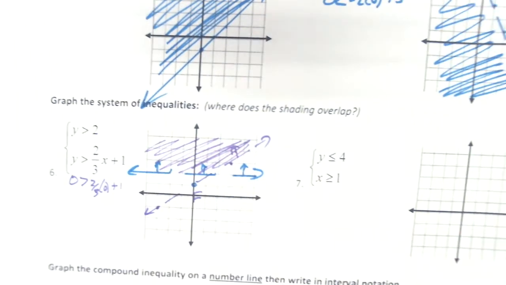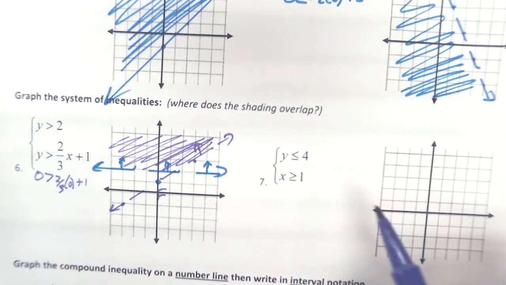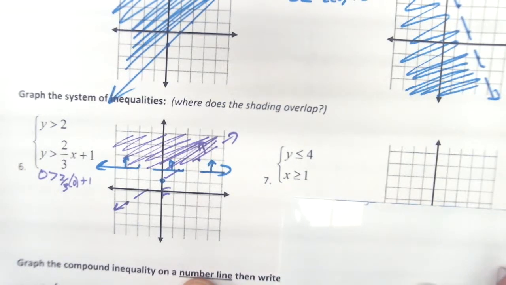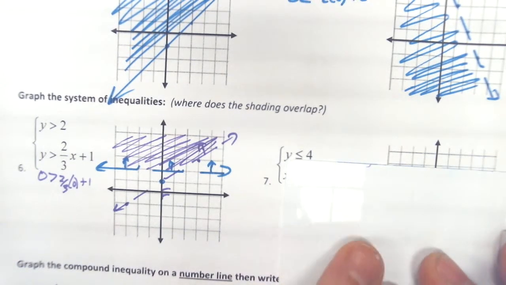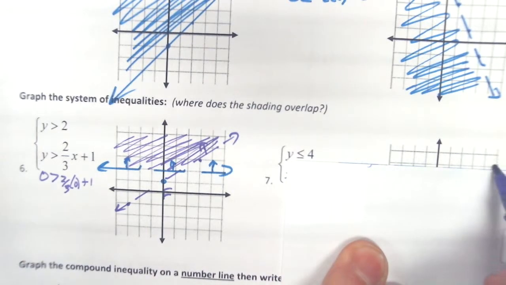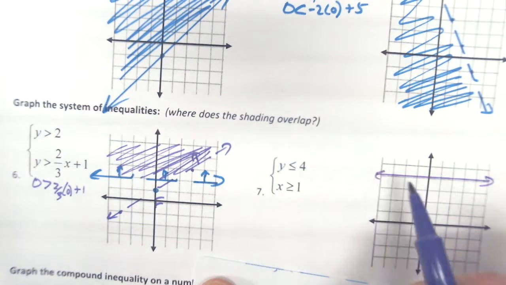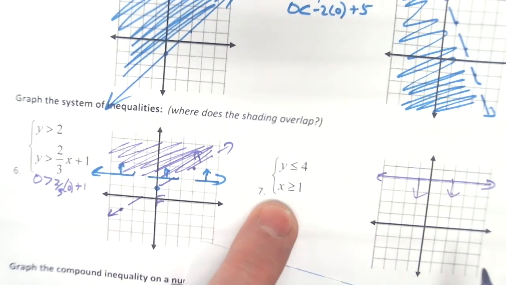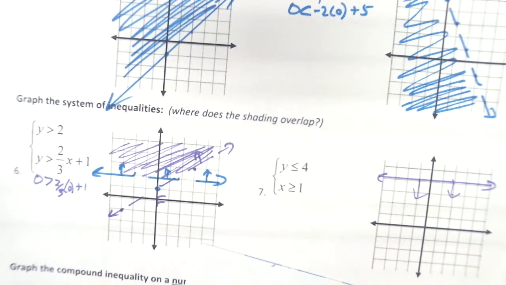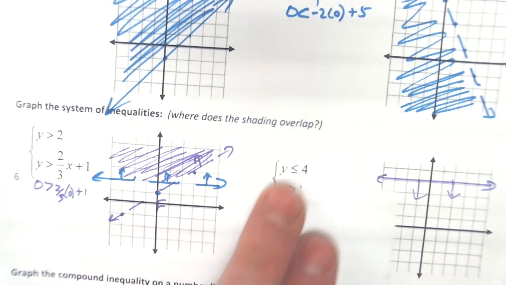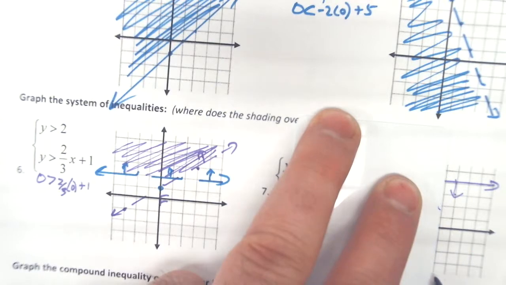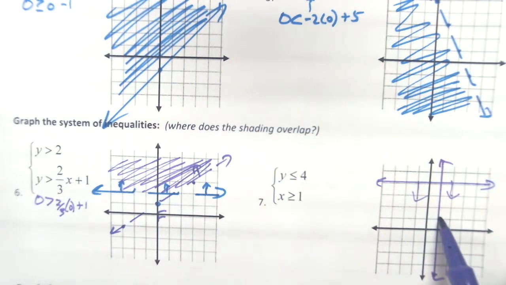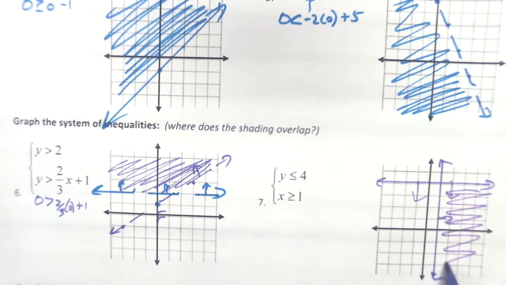For question number 7, y is less than 4. Again, y is a horizontal line, 1, 2, 3, 4. Solid line because of the equal sign, and I'm going to shade below it. The second inequality is x is greater than 1, which is a vertical line at 1, and it's a solid line, and greater than would be that direction, so we're going to shade that whole region.